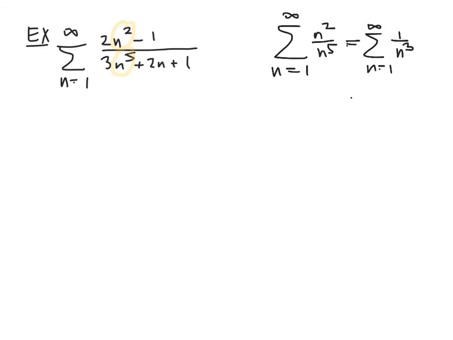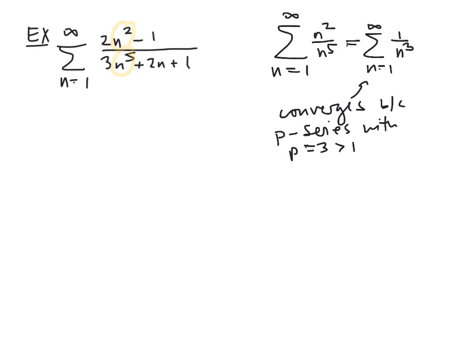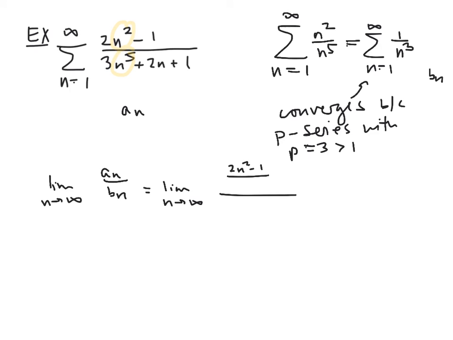And we know that this series on the right converges because it's a p-series with p equal to 3, which is bigger than 1. So now, if the first series has our an's, and our second series has bn's, we need to take a limit as n goes to infinity of an over bn. And at first, this limit looks a little bit atrocious. But you can probably see where this is going to go.